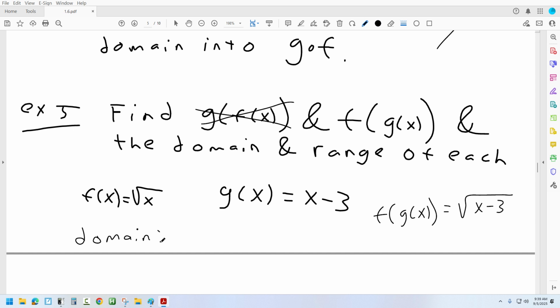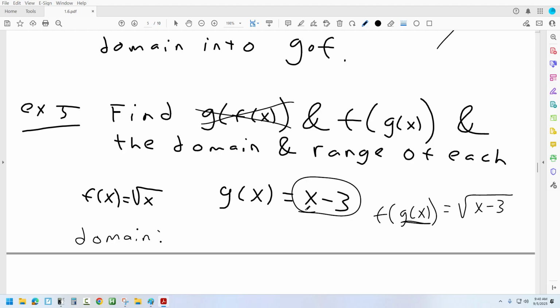Start with the inside function. That was g of x. Are there any domain restrictions on g of x? Anything, Marcel? No. Minusing 3 from a number, that's fine. So no restrictions on the inside.